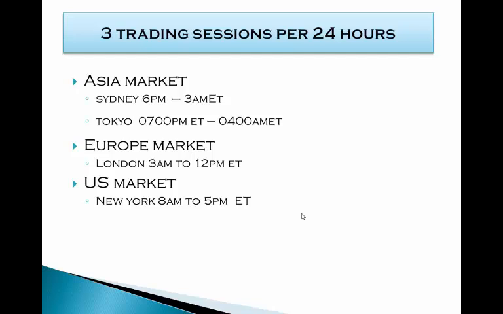The Tokyo market opens at 7 p.m. Eastern time. So in Singapore time it is 7 a.m. in the morning when the Tokyo market opens, right? They end at 4 a.m. Eastern time, which means that the Tokyo market will close at 4 p.m. Singapore time.